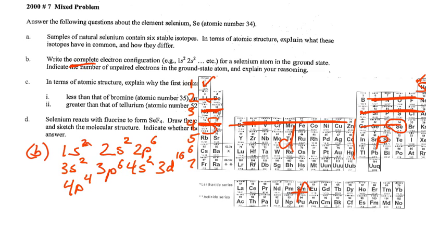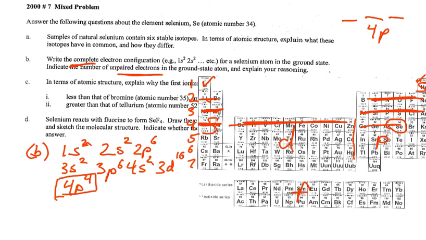And then they say determine the number of unpaired electrons in the ground state and explain your reasoning. So the way I would do that, there's a couple different ways to do it, but you know that the unpaired electrons, if there are any, are going to be in that highest energy orbital. So I would draw out a p, and you remember that a p can hold up to 6 electrons, so it's going to have 3 lines because there are 2 electrons per line.